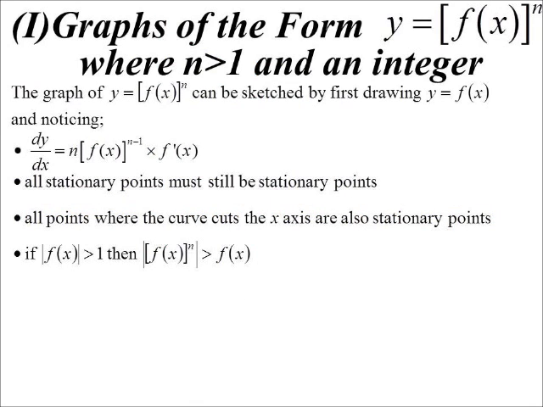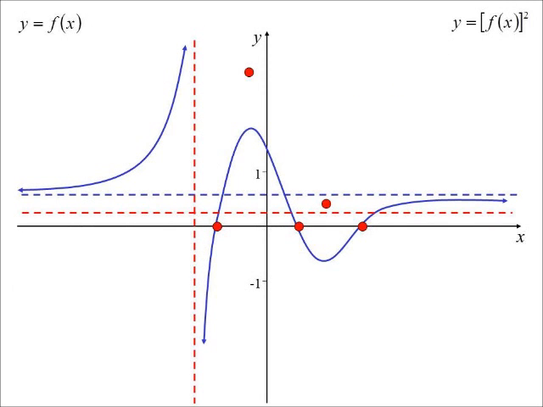What's this one saying? If the original curve has y values, and I'm not worried about the plus or minus, that's why I'm saying absolute value, greater than 1, then the new curve must be above the original curve because the y value would get bigger. And if the original curve had a value smaller than 1, then the new curve will be below the original curve. So what that means is, 1 is going to become a key point again because 1 to the power of anything, so in this case 1 squared, is going to stay at 1.